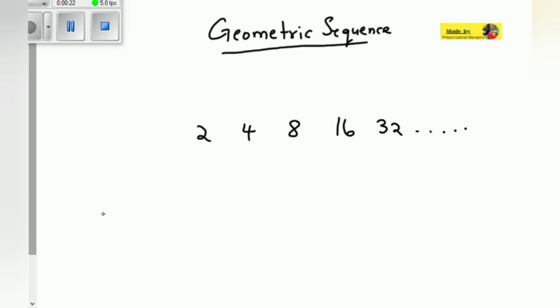A geometric sequence is different because to get to the next term, you have to multiply by a certain number, and we call that number a ratio. So welcome to Edu-ca-te. Today we're going to be talking about a geometric sequence.